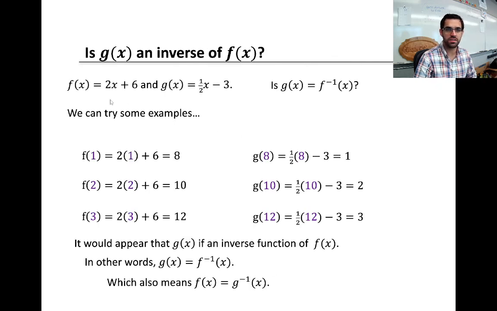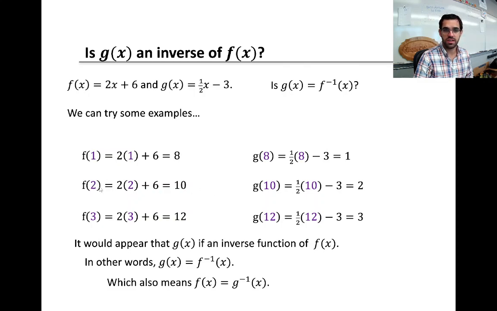Alright, consider these functions. F is 2x plus 6. G of x is 1/2 x minus 3. If we want to see if g is an inverse of f, we can try some examples. For example, if I put 1 into f, I get 8. If I take 8 and put it into g, it goes back to being 1. Looks like it could be. Let's try some more examples. And you could keep trying examples until you're convinced that g is in fact the inverse.